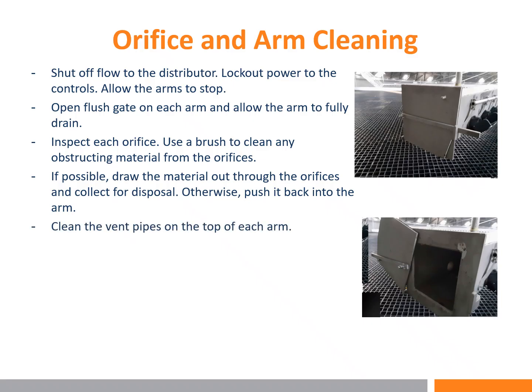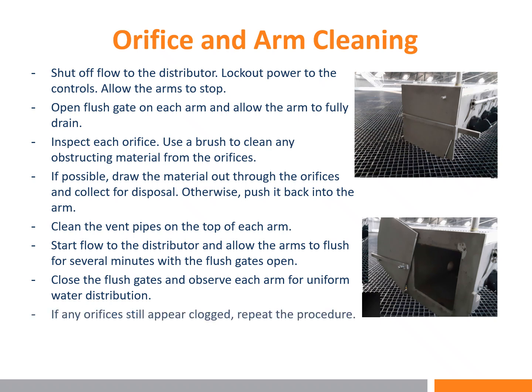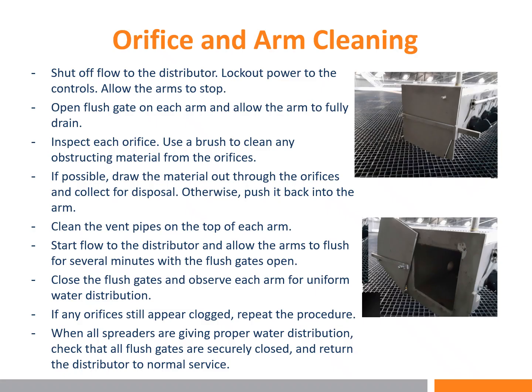Clean the vent pipes on the top of each arm. Start flow to the distributor and allow the arms to flush for several minutes with the flush gates open. Close the flush gates and observe each arm for uniform water distribution. If any orifices still appear clogged, repeat the procedure. When all spreaders are giving proper water distribution, check that all flush gates are securely closed and return the distributor to normal service.